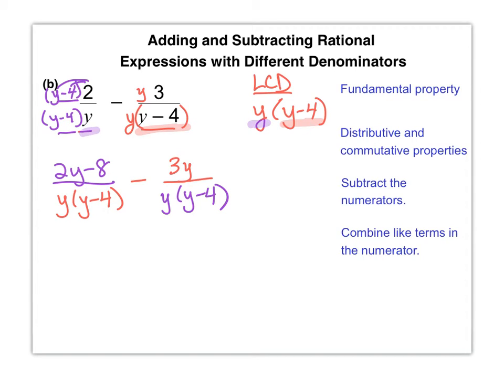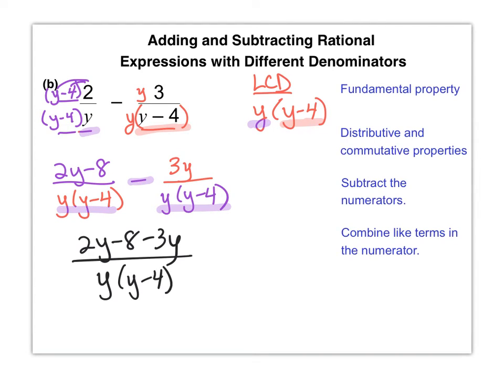Now that we can see that the denominators are the same, we can add or subtract the numerators. In this case, we're going to be subtracting, so that we get in the numerator 2y minus 8 minus 3y, all over that least common denominator of y times y minus 4.